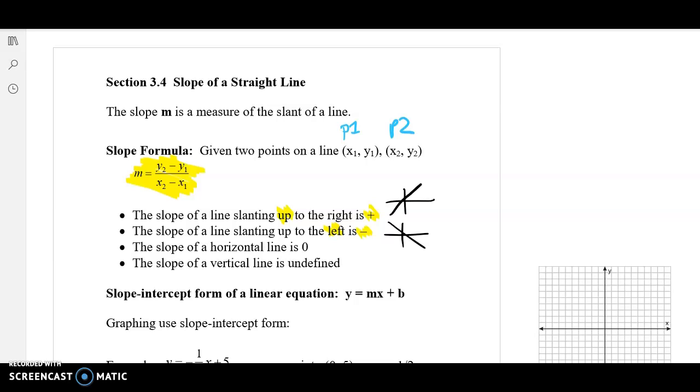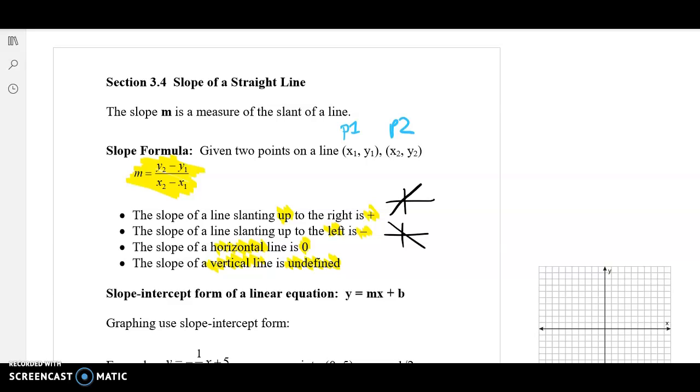A horizontal line, your slope is 0. A lot of people get these two confused. So 0 slope is horizontal. Undefined slope, it is a vertical line. So hit pause and write those 4 options down there.